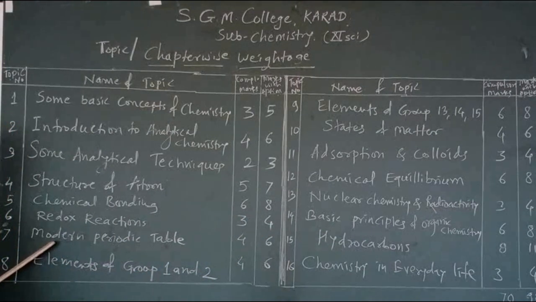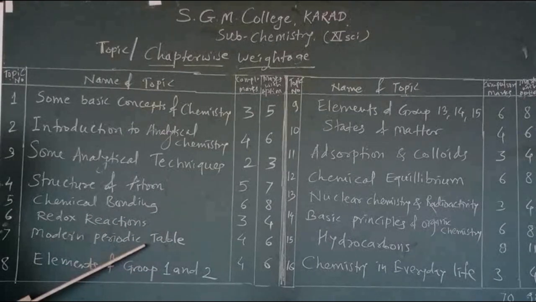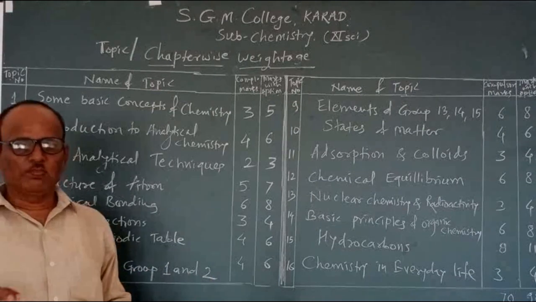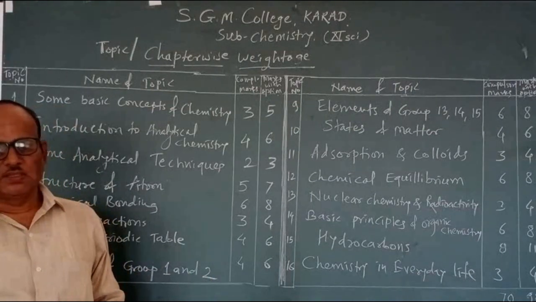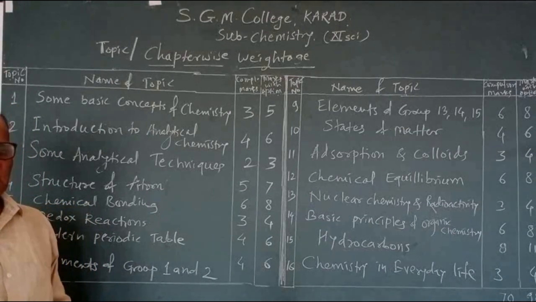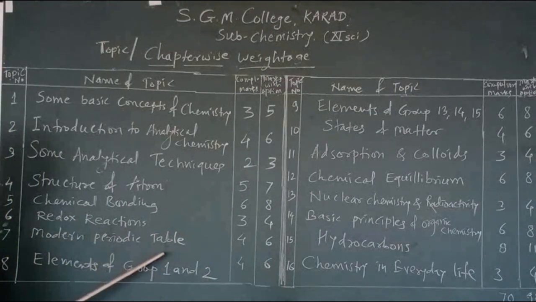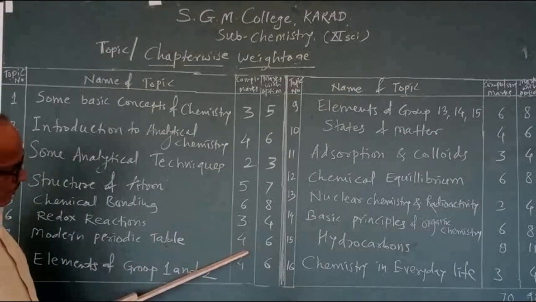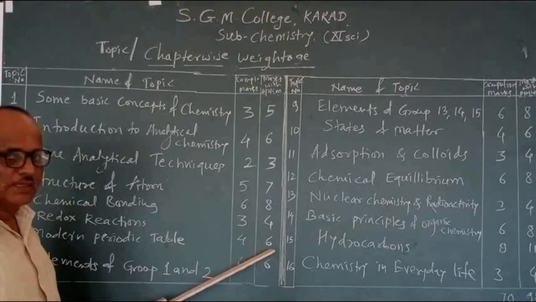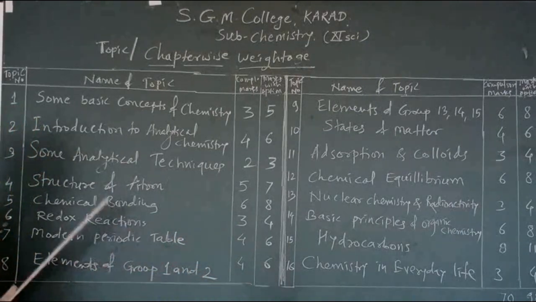Then topic number 7 is the modern periodic table. This also you have studied in 10th standard, the periodic table. In this topic, you have to study the s, p, d, f blocks, then how to write the electronic configuration of elements, then types of elements, their properties. All these are included in the modern periodic table. It carries 4 marks compulsory, and marks with option 6 marks. Out of 6, we have to solve the compulsory 4 marks question from this topic.